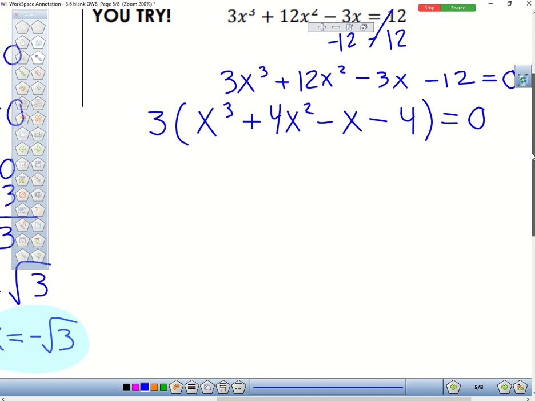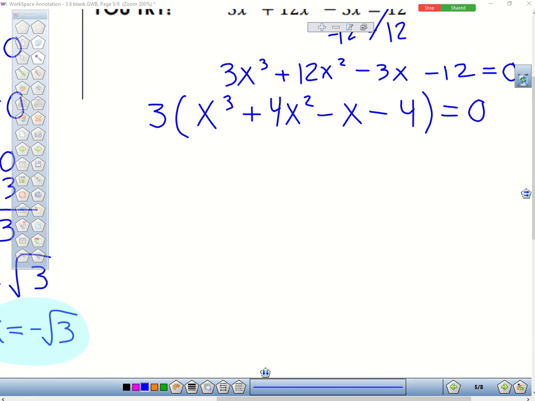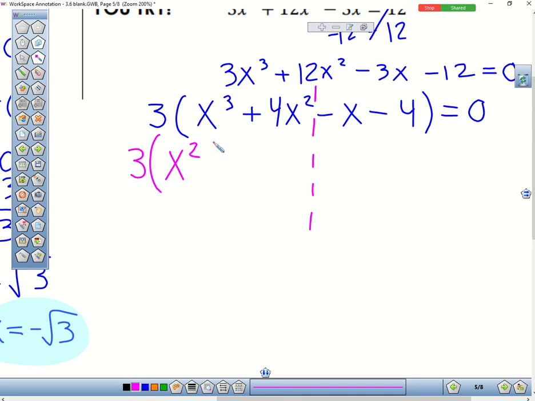And then my next thing is to see if I can factor this by grouping. So you group it like this, and we see what we can factor out of each side. What do you think I can factor out of the left side here? Good, x squared times, this will become x plus 4. And then over here, I want to make the other binomial x plus 4 as well. So what should I factor out on the right? Negative 1.